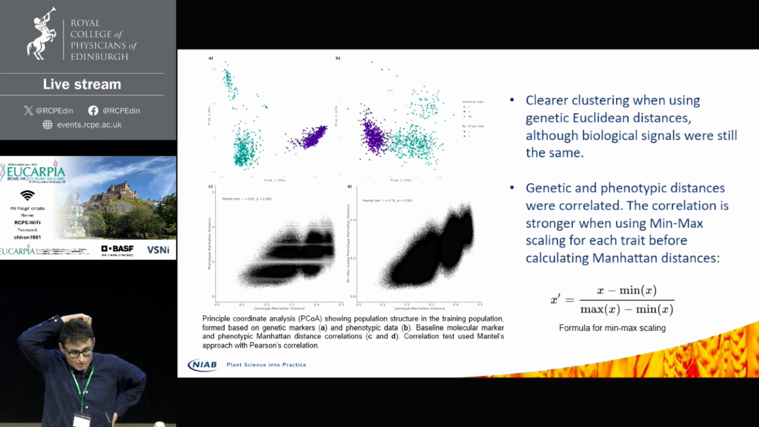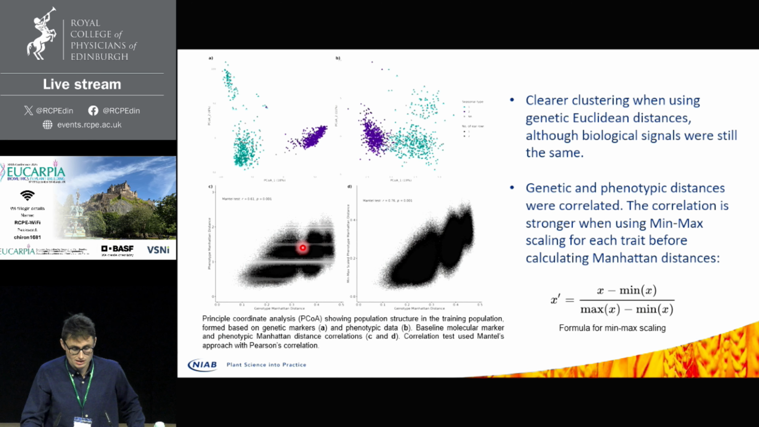So the good news for us is that the genetic space is quite correlated with the phenotypic space. In this principal coordinate analysis here, we're looking at population structure estimated using genetic markers and population structure estimated using phenotypic data. The biological signal is largely the same. The clusters are separated by seasonal type and number of ear rows.